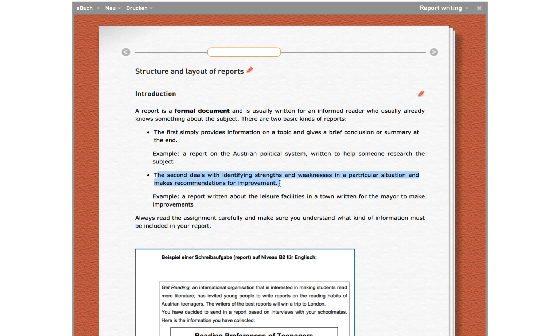For example, you might have to write a report about the leisure facilities in a town for the mayor because the town wants to make improvements and you have to suggest some improvements for leisure facilities. It's very important, as with any other assignment, that you read the assignment carefully so that you know what kind of information you must include in a report.